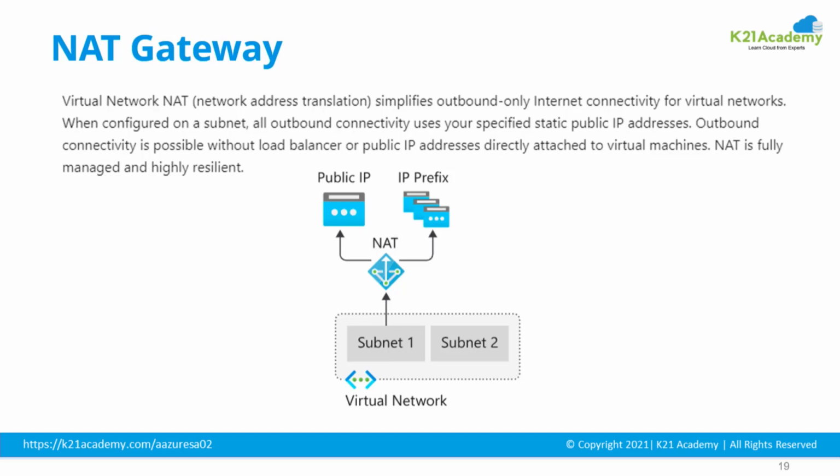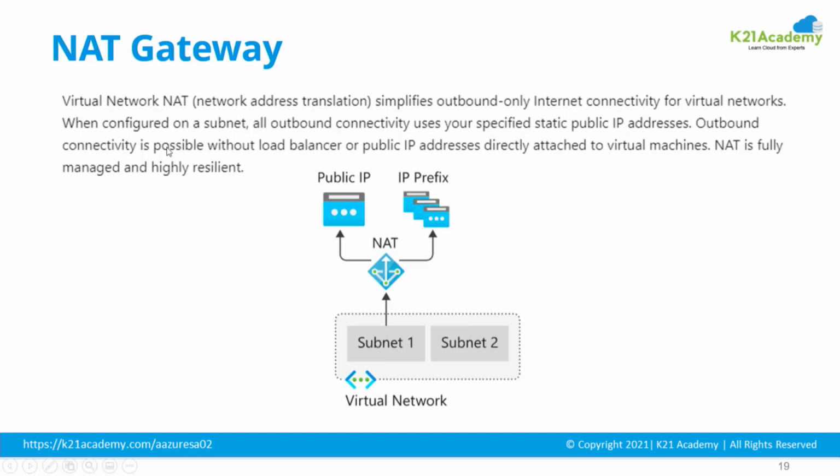So NAT simplifies the outbound only internet connectivity for a virtual network, meaning when a request goes out from a machine or a subnet running inside a machine, then it will go out when it presents to the external world. It will be connecting through the NAT gateway and present the IP address of the NAT instead of the server's IP address. That's what in simple words happens.